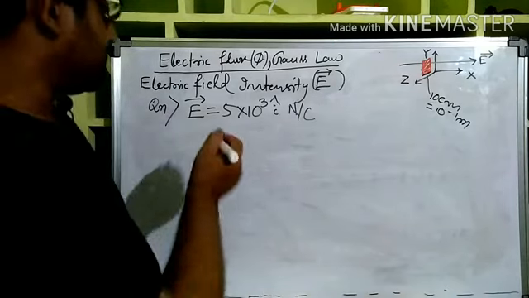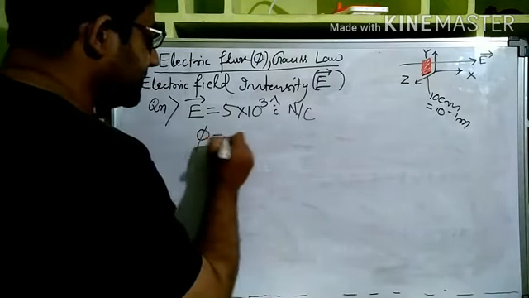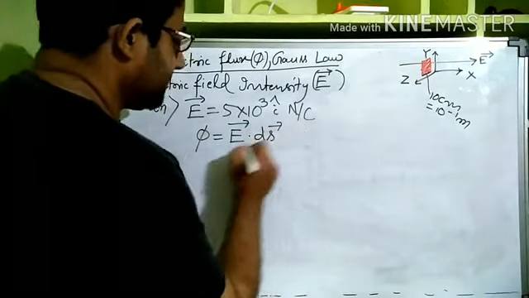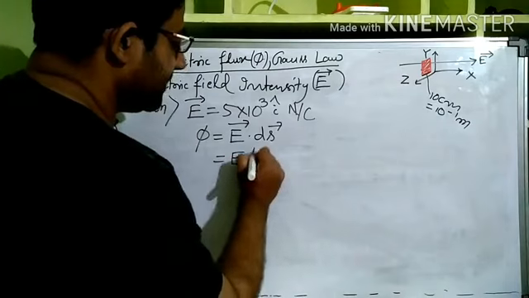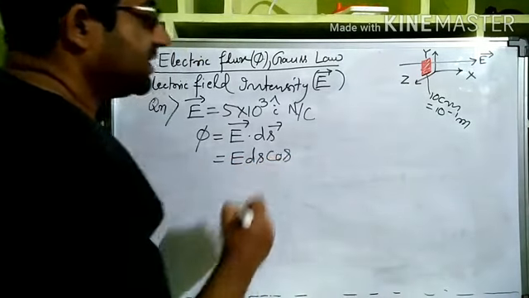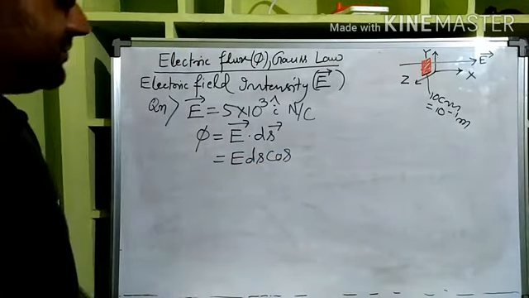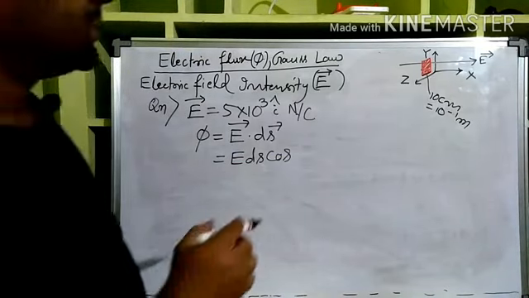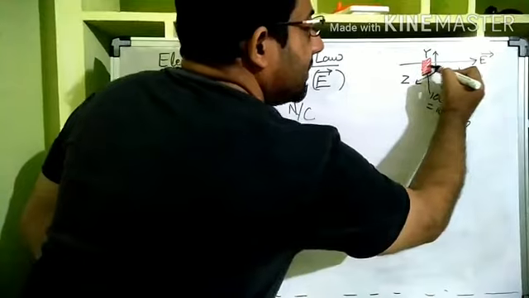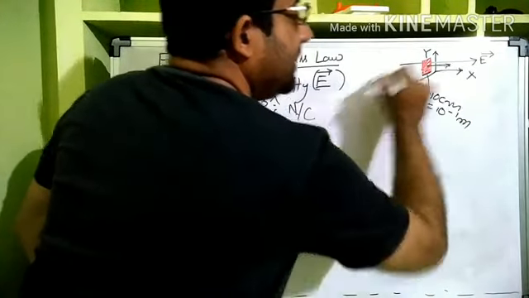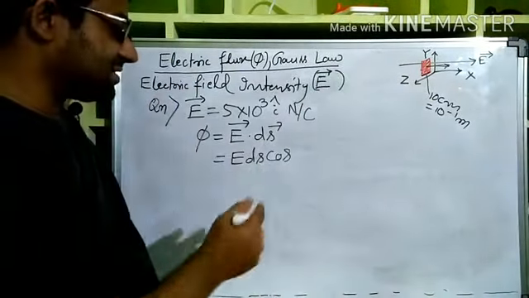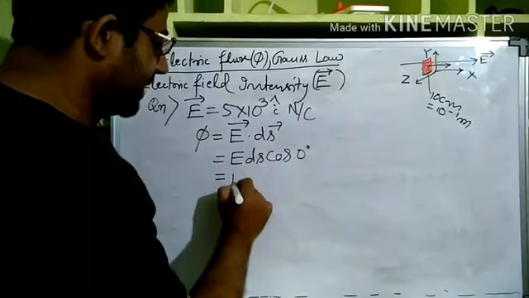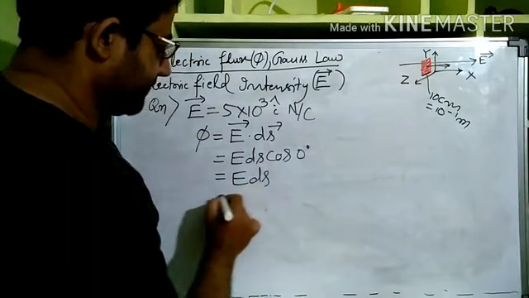Fine. So find the flux. Now you say what is the flux? Phi is equal to E dot ds, right? So E ds cos theta. What is the theta? Angle between ds and E. Don't you think both are in the same direction, that is theta is equal to 0? So cos 0 is equal to 1, so E ds, right?